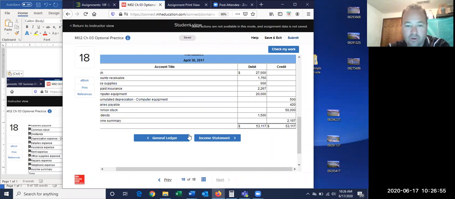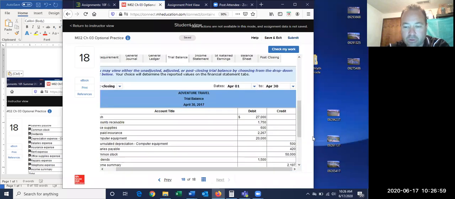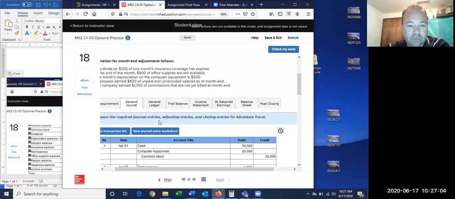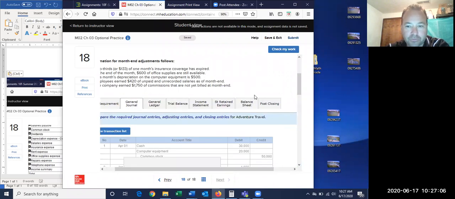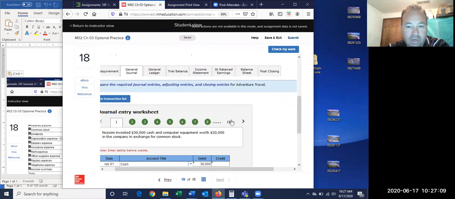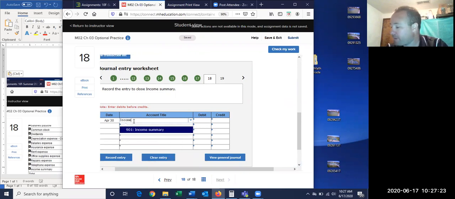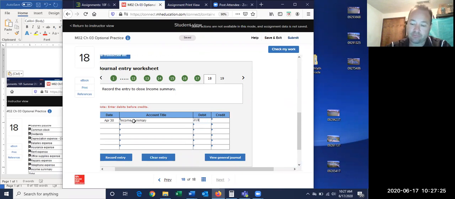So now let's get rid of those. And this one, then we'll go to the final step, the post-closing, and answer the couple questions there. So we go back to our general journal. We're ready for the last 2 items. 18. Closing out income summary. Right now, income summary has a credit balance. Remember, it had a credit balance of $21.97. So I debit it to get rid of it.